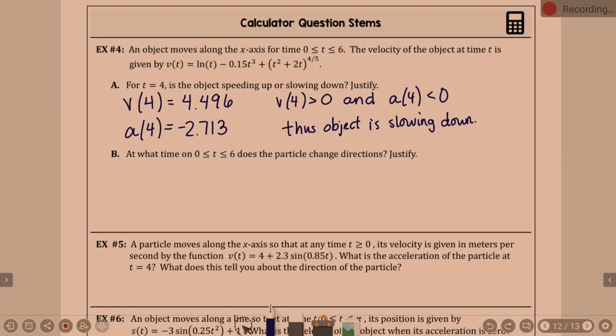At what time does the particle change directions on the interval from 0 to 6? So at what point does velocity equal 0? Keep in mind we're using the calculator for everything. Between 0 and 1. I'm going to need more specific, but how do you know between 0 and 1? What are you looking at? The x-intercept. Right? I typed it in.